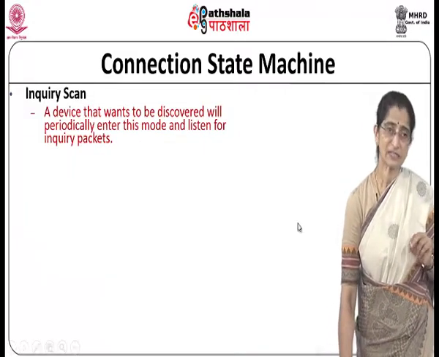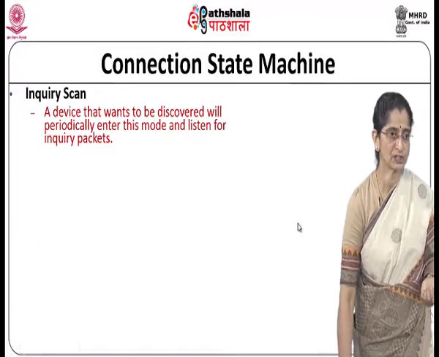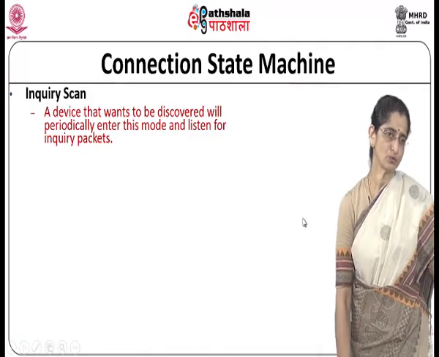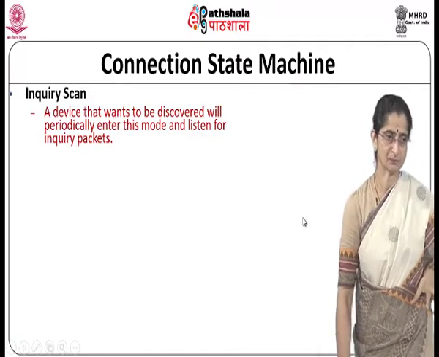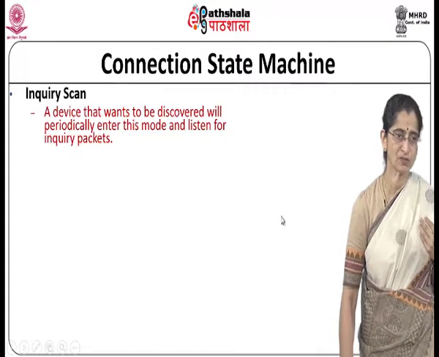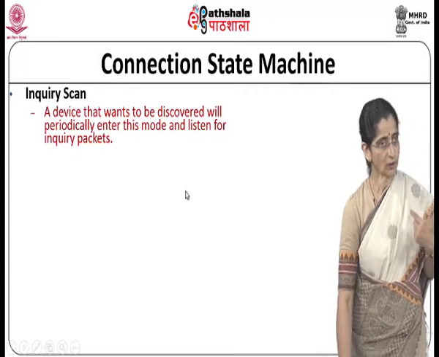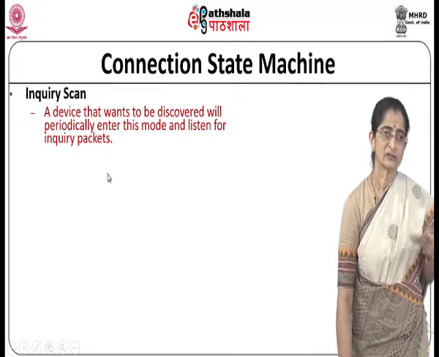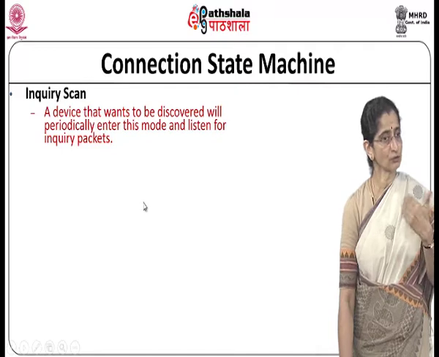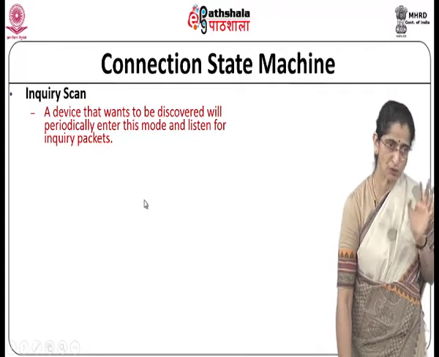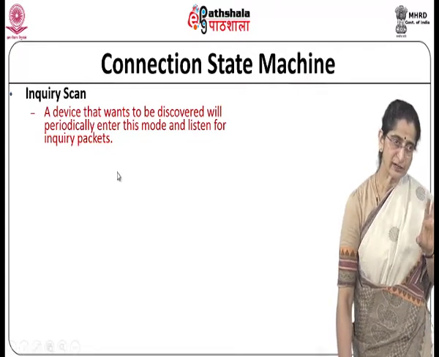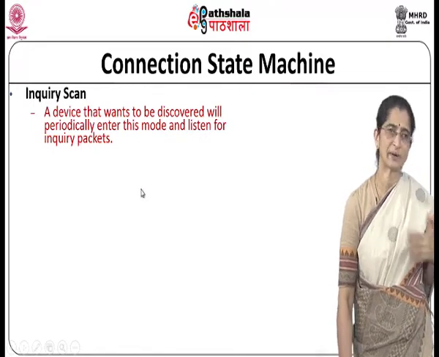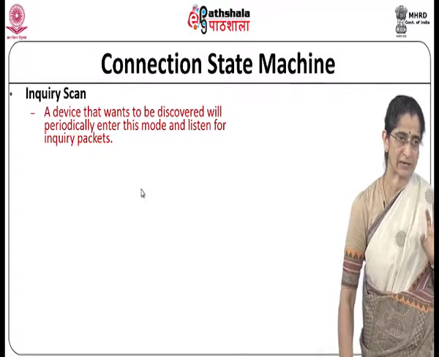Now we said there are some substates when we talk about the inquiry and so on. Inquiry is basically to find out which devices are available in that region. We have something called an inquiry scan which is used for that purpose. What happens in the inquiry scan is that a device that wants to be discovered, and a device may also choose not to be discovered, will periodically enter this mode and listen for inquiry packets. So it is scanning for inquiry packets to come. That is what we mean by an inquiry scan state.